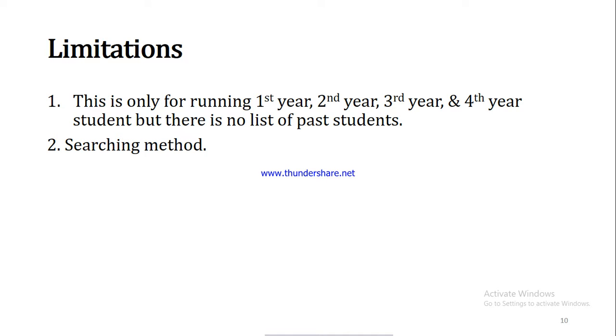Limitation. This is only for running first year, second year, third year, and fourth year students, but there is no list of past students. That is the main limitation, and another limitation is the searching method. If we search a name or a project name, we do not find it. So the searching method is also a limitation of this app.